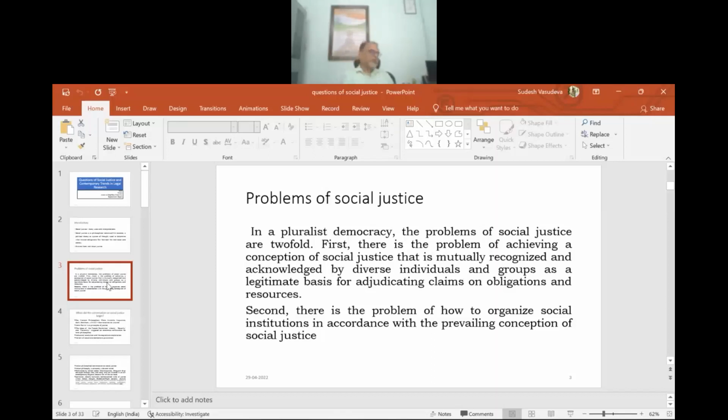Now, if you look back on the making of the Constitution of India itself, the Constituent Assembly had to agree upon a conception of social justice which is mutually recognized and acknowledged by diverse individuals. These diverse individuals who constituted the Constituent Assembly represented the diverse population of this nation. And therefore, once having recognized that, the Constitution was enacted as a social institution, and the preamble is a reflection of that agreement. Fine.